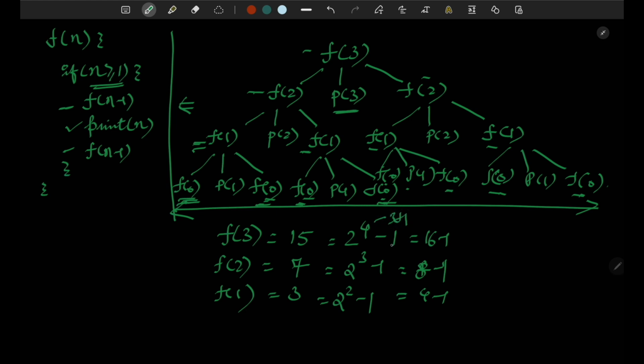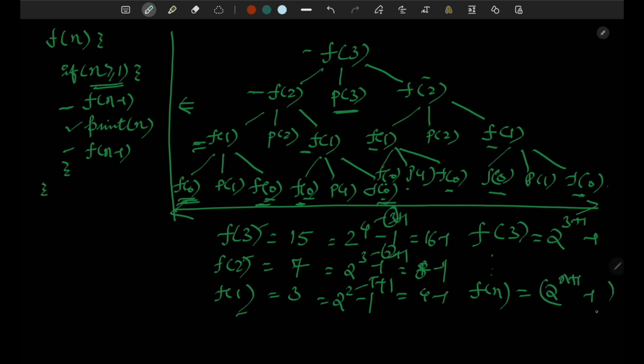4 is 3 plus 1, 3 is 2 plus 1, 2 is 1 plus 1. So 3 and 3, 2 and 2, 1 and 1. So essentially f of 3 could be written as 2 to the power 3 plus 1 minus 1. And likewise, the number of recursive calls that would be required would be 2 to the power n plus 1 minus 1.